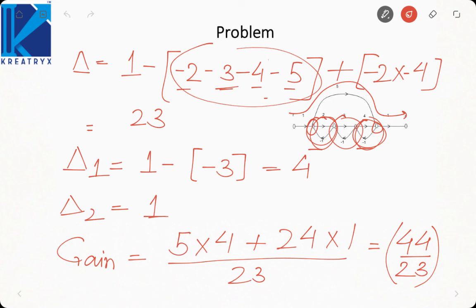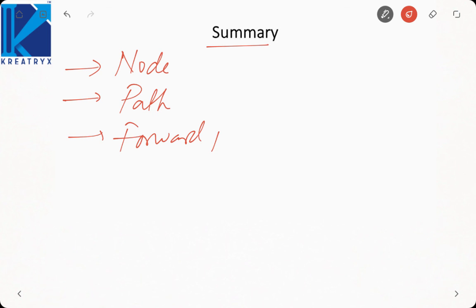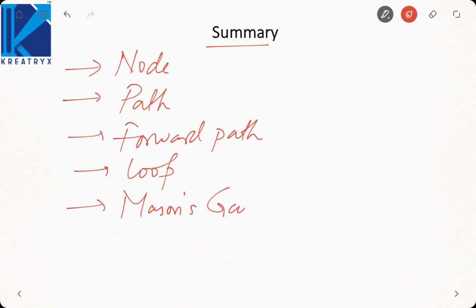Okay. So what we have learned in this lecture is, what is a node, what is a path, what is a forward path, what is a loop, and last we saw Mason's gain formula. Okay, all these terms we have learned.